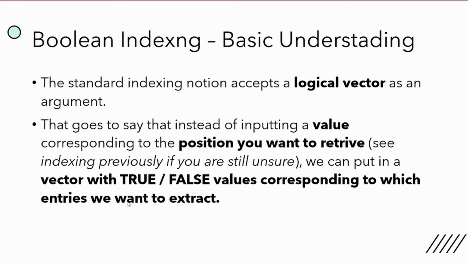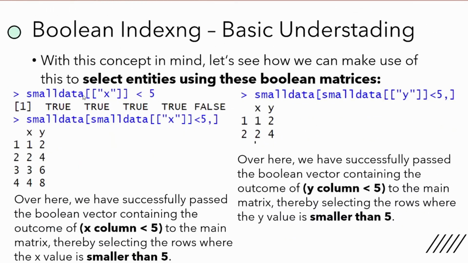So this is essentially what allows us to make such clean and really beautiful indexing. Let's have an example. Once again we have our example where we took the result of this operation, the column x in data frame small data is smaller than 5. This returns a vector with each of its elements corresponding to the outcome of this operation, and we will now use our normal indexing notation to extract the data that we want.